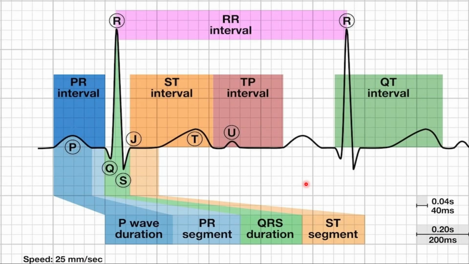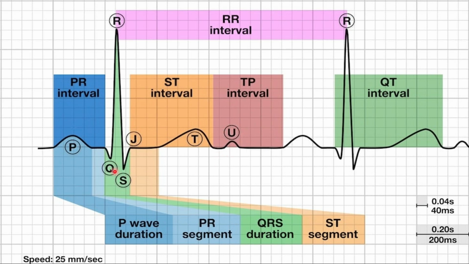Now, this is a graph which shows the different waves and intervals. First is the P wave, then there is the Q, R, and S complex, then there is the ST segment, and the point where the QRS complex meets the ST segment is known as the J point. After that there is the T wave, and sometimes there may be presence of a U wave.